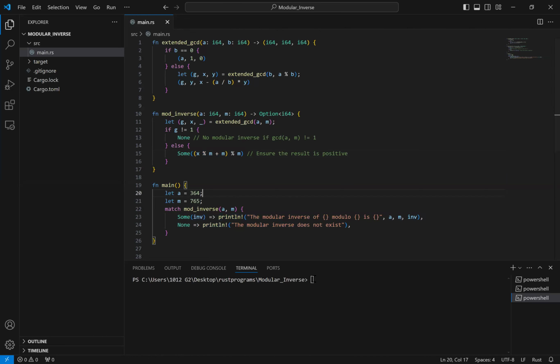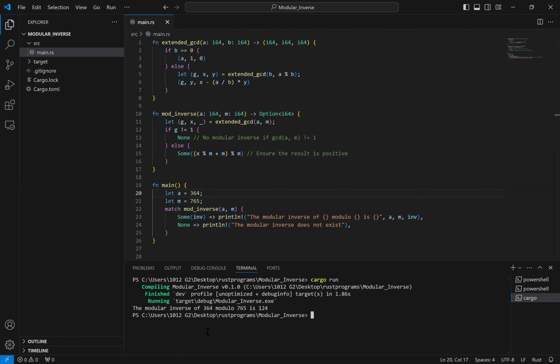So let me just run this. Run it. Okay, you can see the result. What I'm highlighting, can you see it, or is it hidden? The modular inverse of 364 modulo 765 is 124.